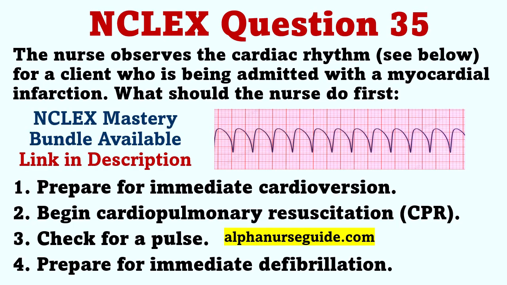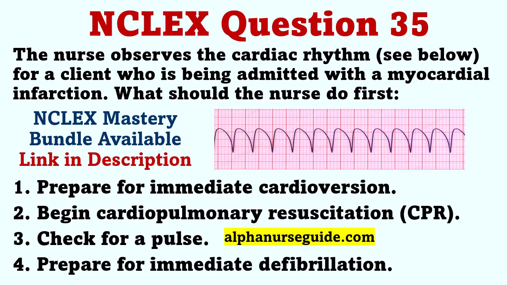The nurse observes a cardiac rhythm. See the image below for a client who is being admitted with a myocardial infarction. What should the nurse do first? 1. Prepare for immediate cardioversion. 2. Begin cardiopulmonary resuscitation. 3. Check for a pulse. 4. Prepare for immediate defibrillation.